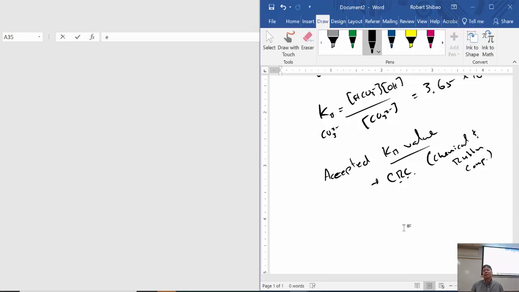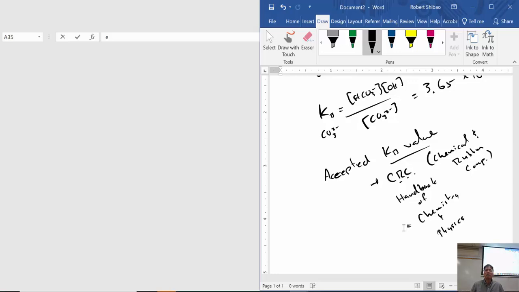But they have a book. It's not called the Chemical and Rubber Company book. It's called the CRC Handbook of Chemistry and Physics. So if you want the latest data, you'd either go online, where you have to pay for it, or you just buy the latest edition of their book, and they update it annually. It's their job to update it annually.